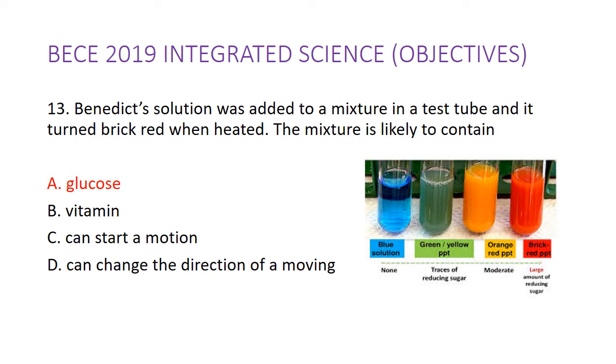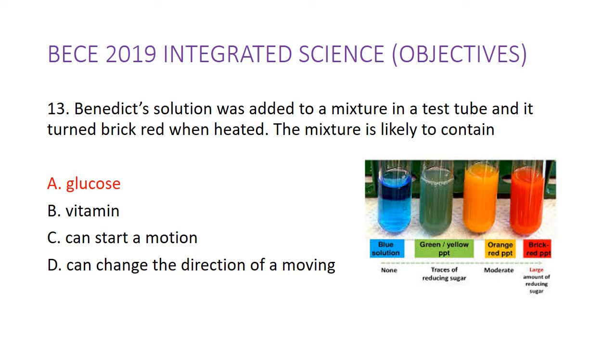Then question 13: Benedict's solution was added to a mixture in a test tube and it turned brick red when heated. The mixture is likely to contain what? Glucose. This is one of the tests that is performed to test for the presence of glucose in a substance. Benedict's solution is actually blue in color. That's the first one in the diagram. That's the natural color of it.